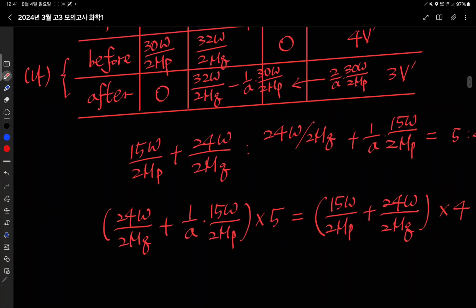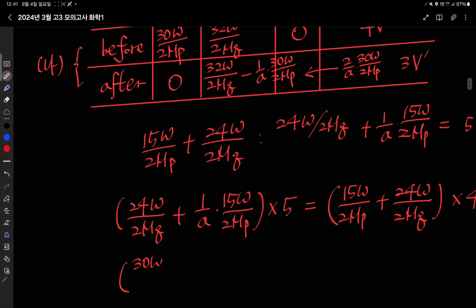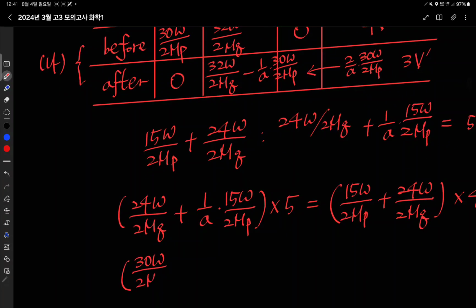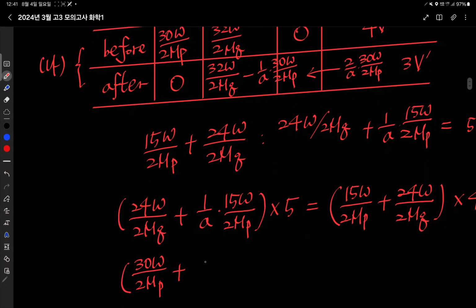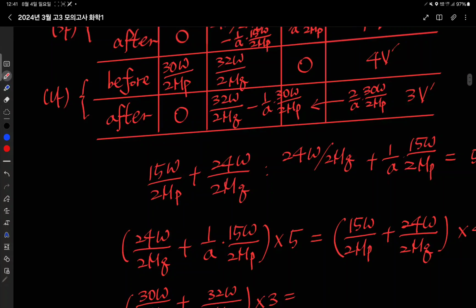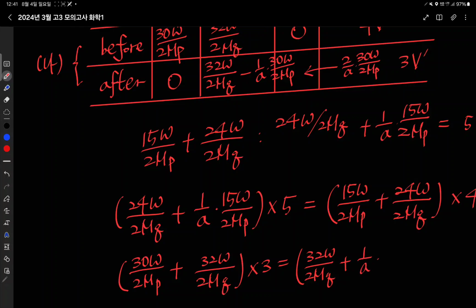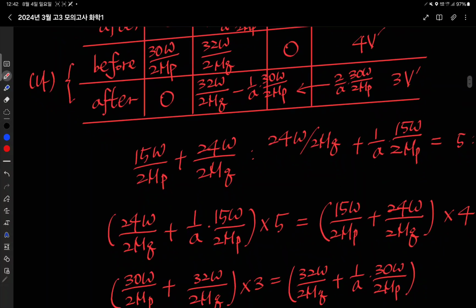So in the second experiment, the amount of A and B before the reaction times 3 is equal to the sum of B and C after the reaction times 4.